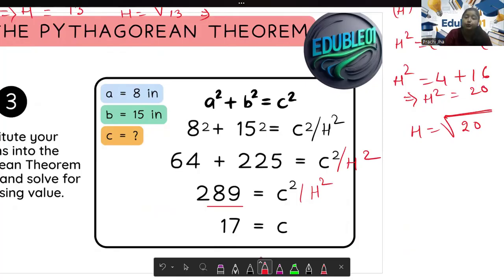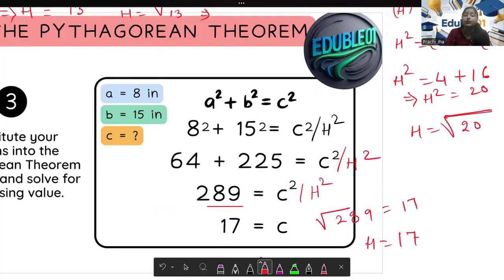And if you do root 289, what is the root 289? That is given by 17. So your hypotenuse is 17. Got it? It's easy peasy lemon squeezy.